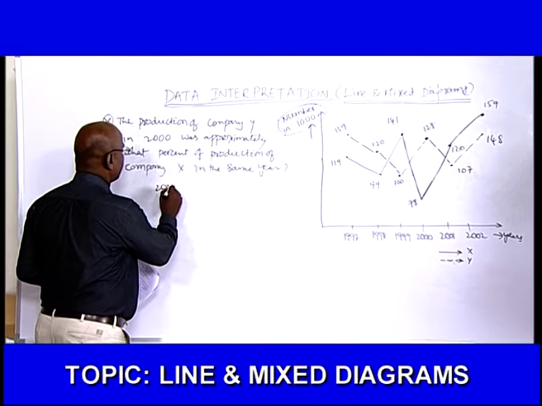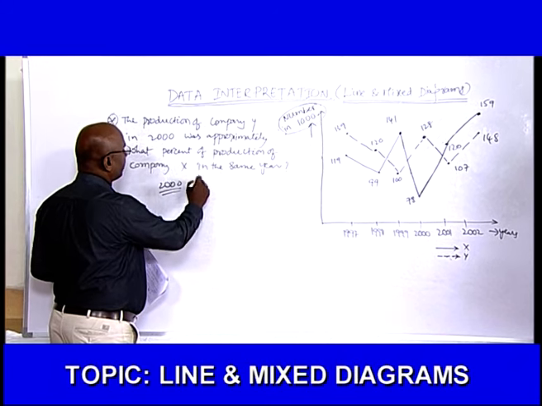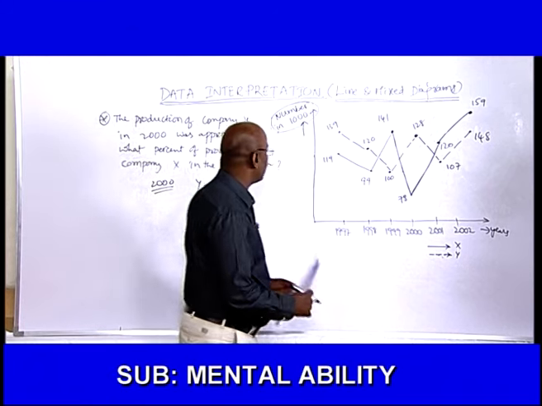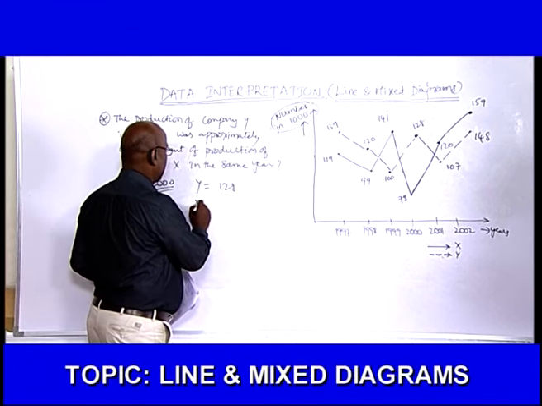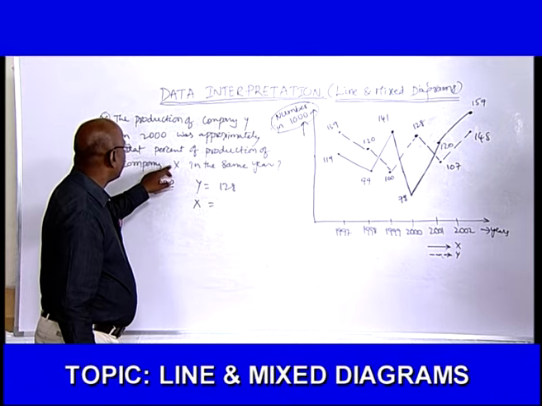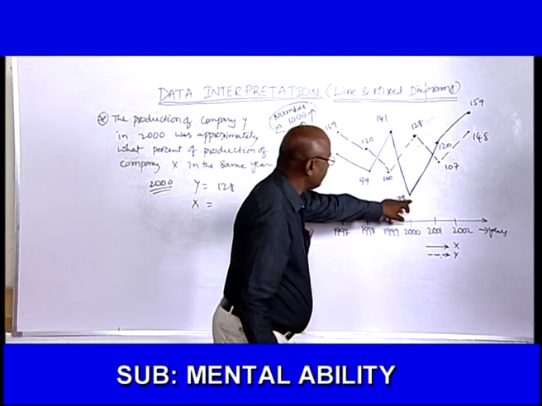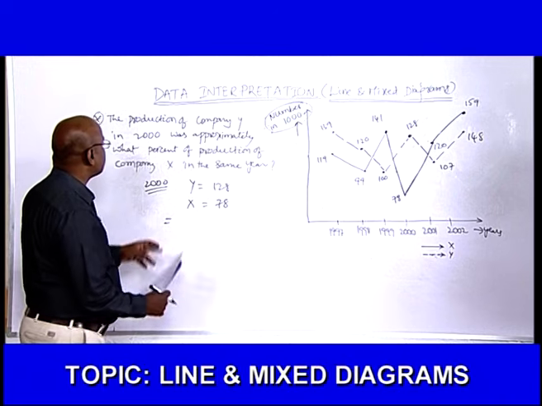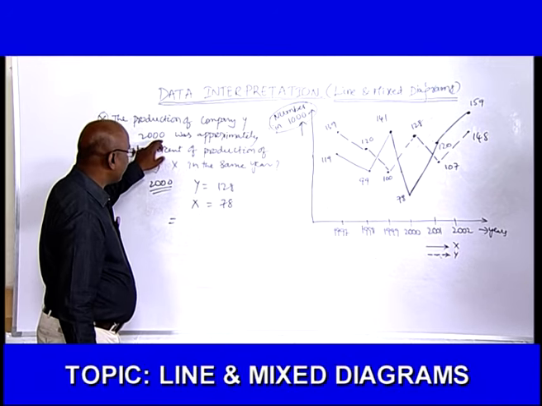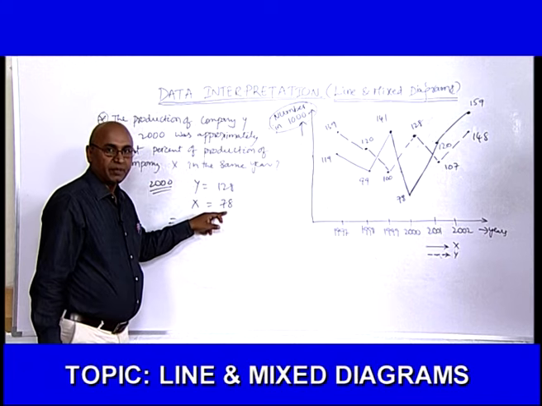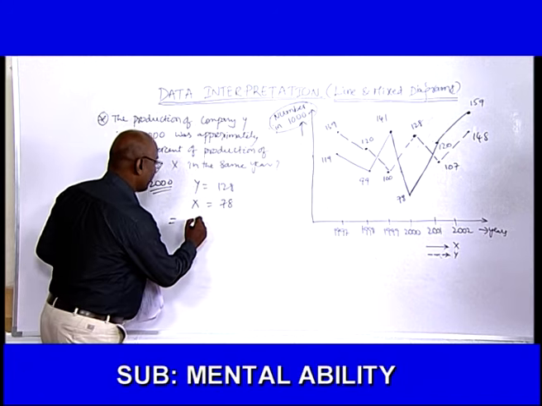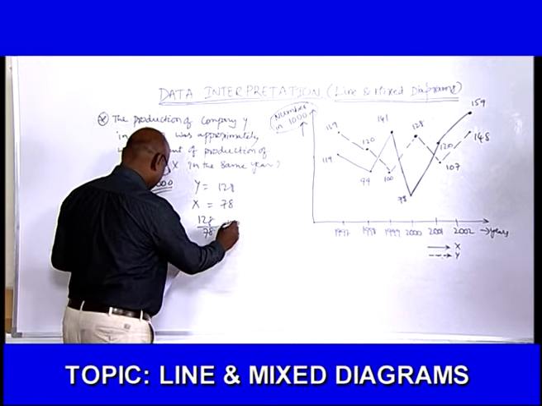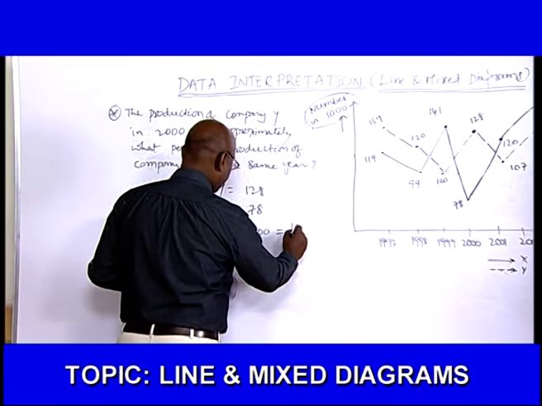So in the year 2000, the production of company Y is 128,000. And the production of X in the year 2000 is 78,000. So what is the percent of company Y in the year 2000 when compared to company X? So company Y production 128 by 78, multiplied by 100, that is equal to 164%.